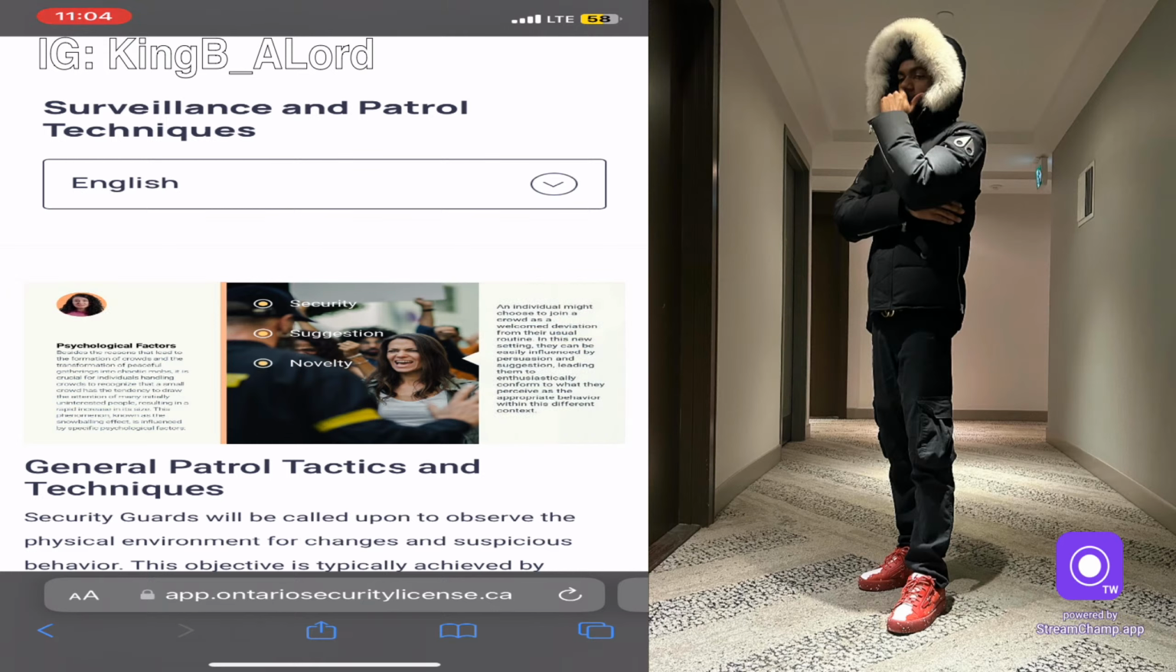Novelty. An individual might choose to join a crowd as a welcome deviation from their usual routine. In this new setting, they can be easily influenced by persuasion and suggestion, leading them to enthusiastically conform to what they perceive as the appropriate behavior within this different context.